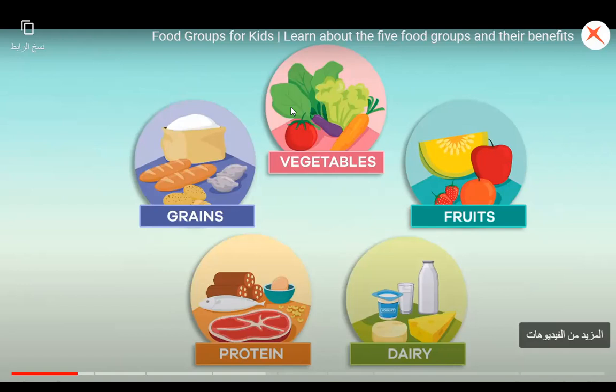And I eat many types of dairy products like cheese, milk, yogurt. What's your favorite dairy, Malak? Cheese. Cheese, excellent. And what about you, Muhammad? What's your favorite dairy product? Cheese. And Kareem, what about you? Yogurt and the milk and the cheese. All of this, excellent. And what about you, Yahya?